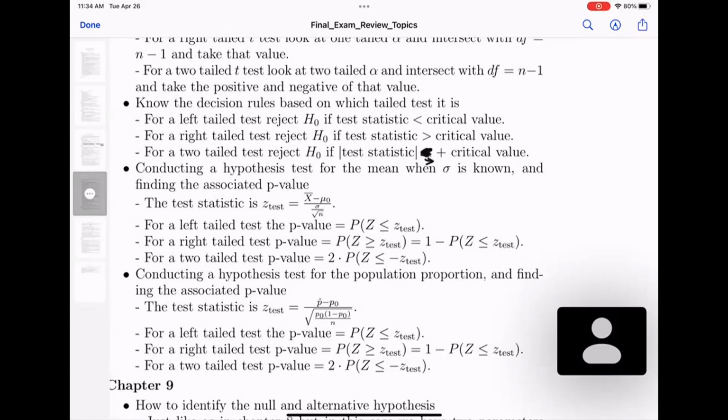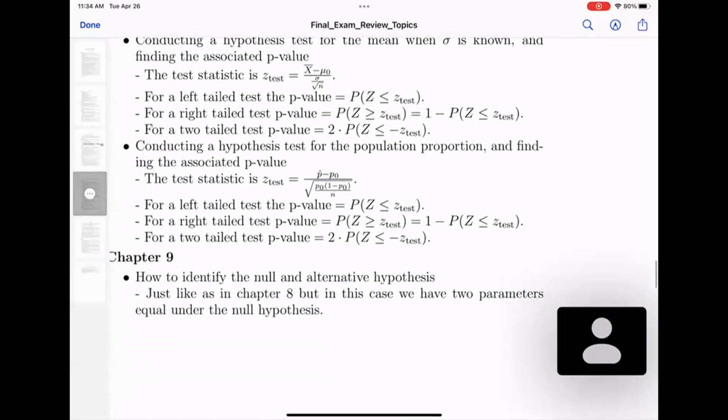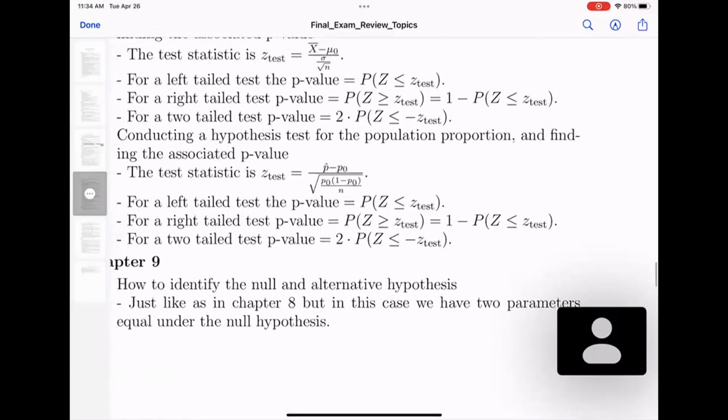So the easiest way to find the p-value is to look at the area to the left of the negative test statistic and multiply it by 2. So be careful. Some of you on exam 3 multiplied the p-value by 2 when you shouldn't have.